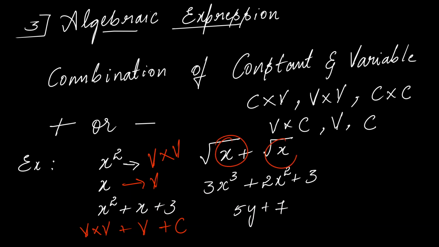Here also variable and variable. Here constant into variable plus constant. Variable square plus constant. This is constant and variable plus constant. So it is a combination of constants and variables. Anything which is multiplied with constants and variables, separated by plus or minus, is an algebraic expression.